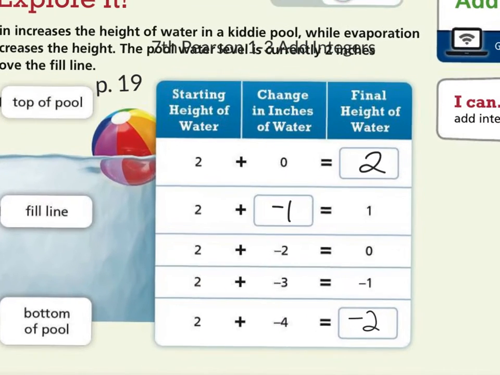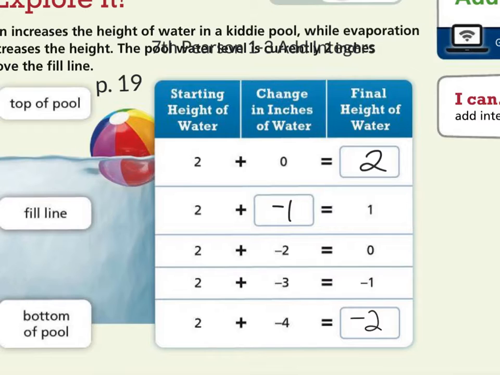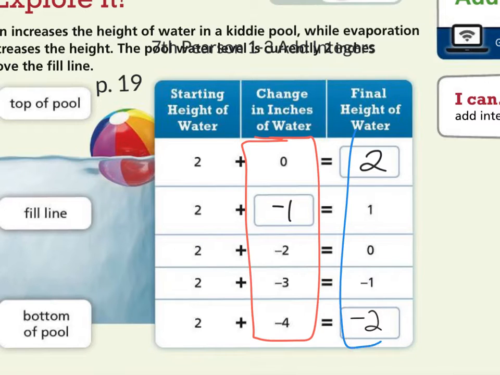If you look at the change, look at these changes here. What was happening with those? So these, basically the change, it's getting 1 smaller each time would be one way of looking at it. We're losing 1 more inch of water each time we go here. And then, as you might expect, then our final height of the water is going down by 1 more inch every time. 2, 1, 0, negative 1, negative 2.